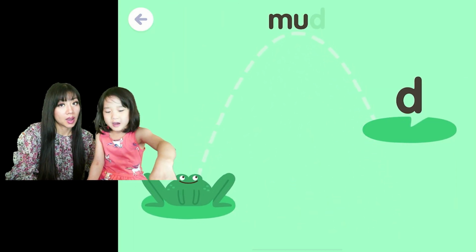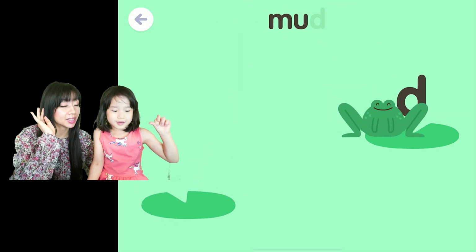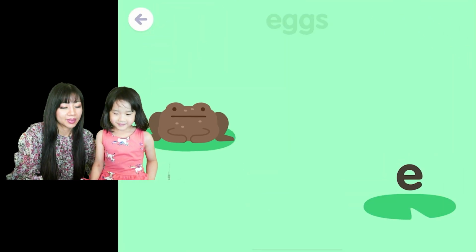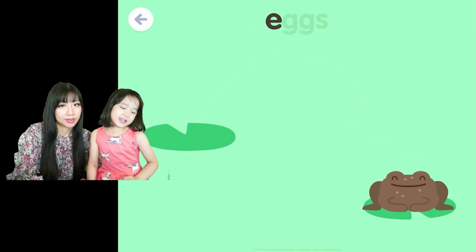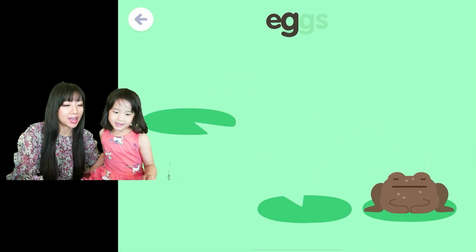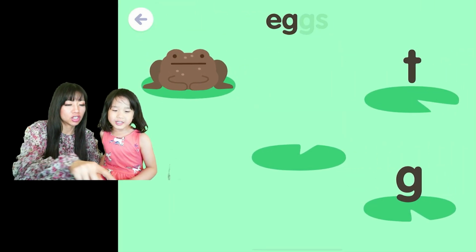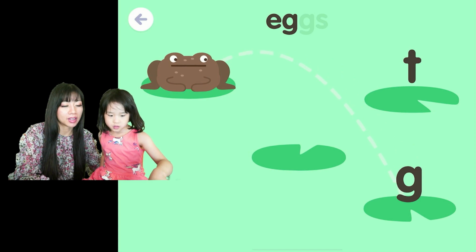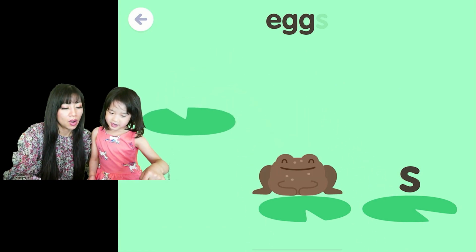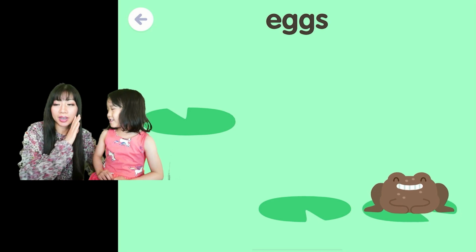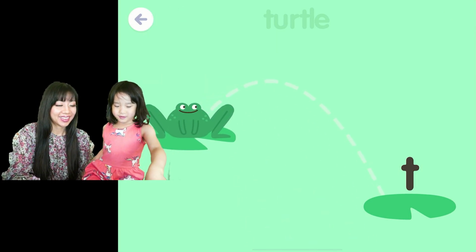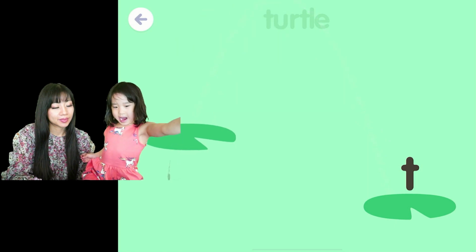Do you know what this will spell? I don't hear you saying the letters. D. D. Good job. Mud. Say the letters. E. E. G. O. G. Yes. Get the G again, see? You have to get the right letter. G. I don't hear you saying the letter. G. Good job. S. Good job. For tadpoles. No, it says eggs. T.